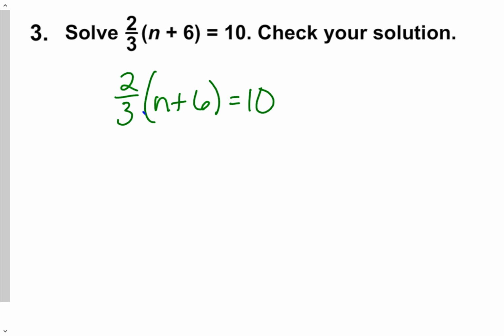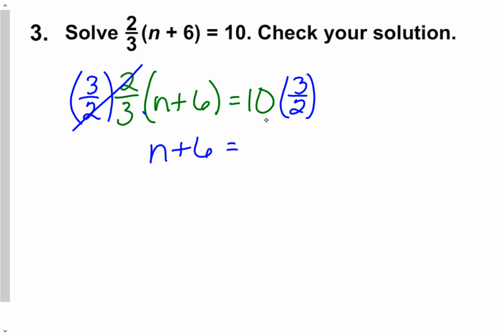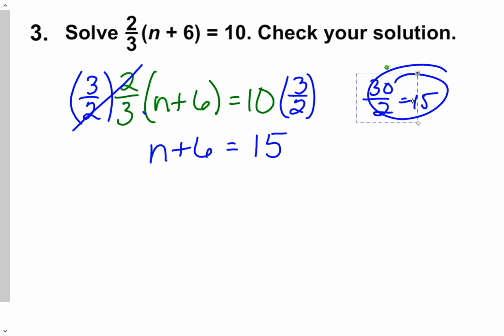So remember in a couple lessons ago, we talked about if your coefficient is a fraction, you need to multiply by the reciprocal. So I'm going to multiply by 3/2. When I do that, 3/2 times 2/3 cancels out to 1. So I'm left with n plus 6, and then I'm going to have 10 times 3/2. That equals 15, because 10 times 3 is 30, and then over 2, that equals 15. So we now have n plus 6 equaling 15.